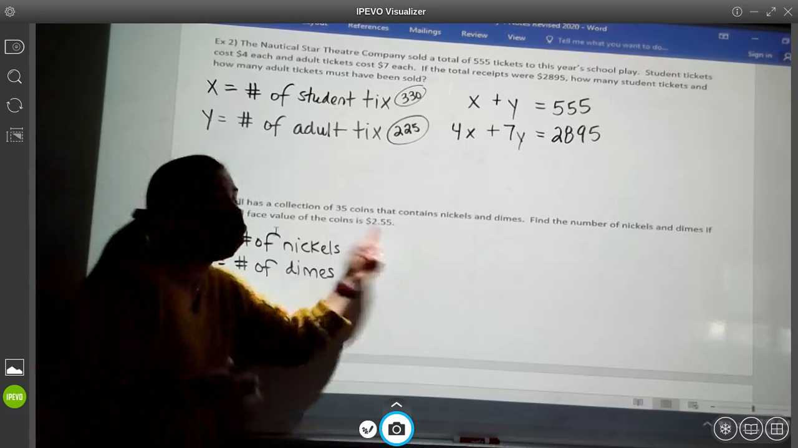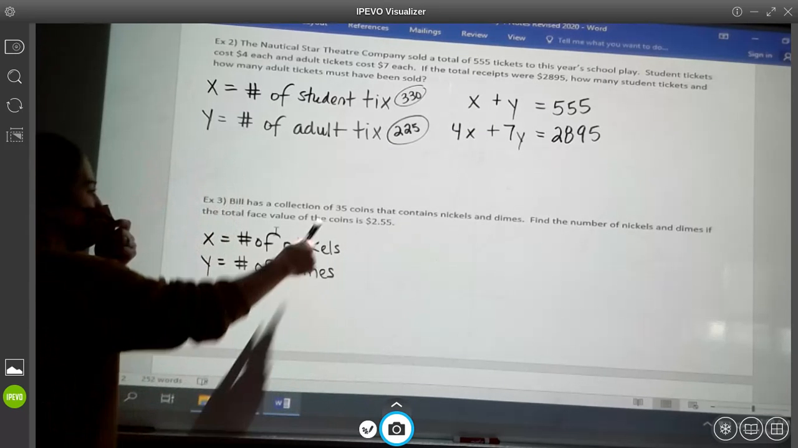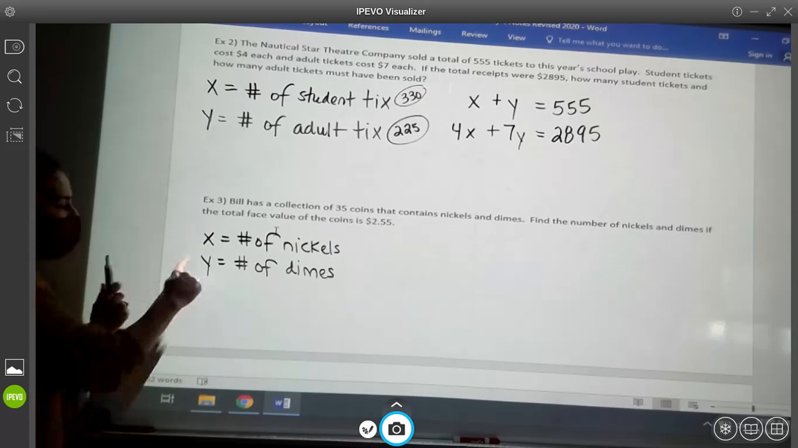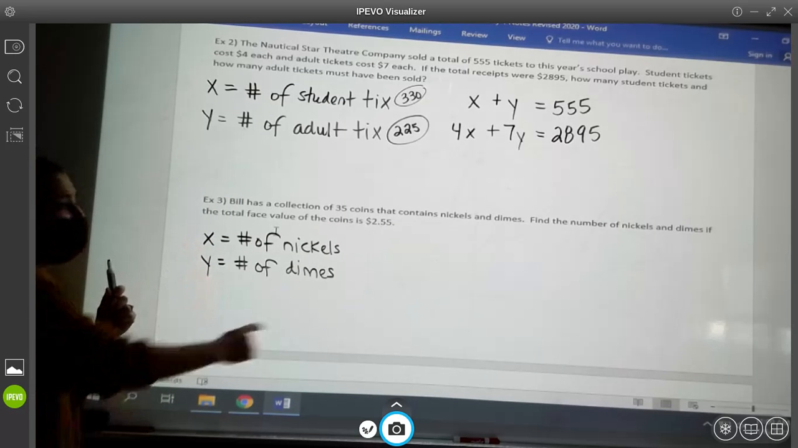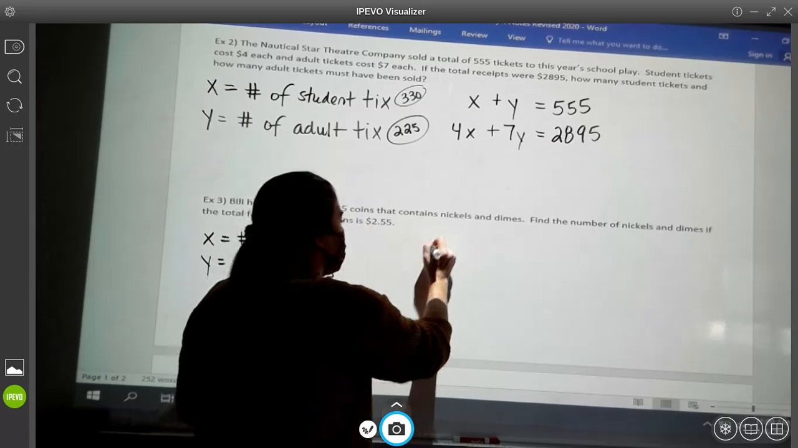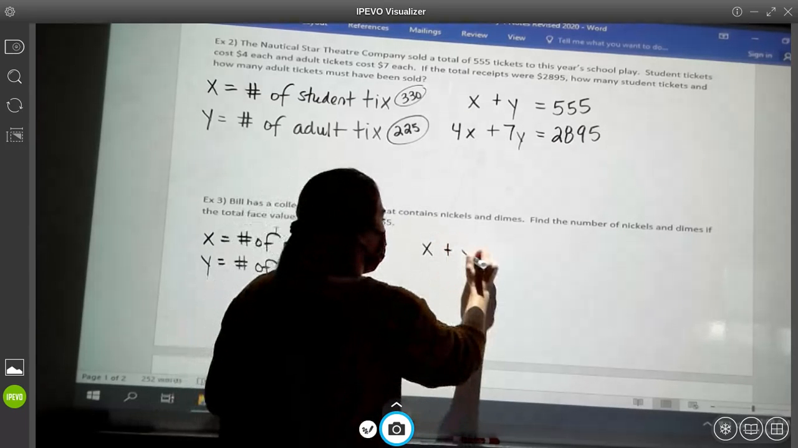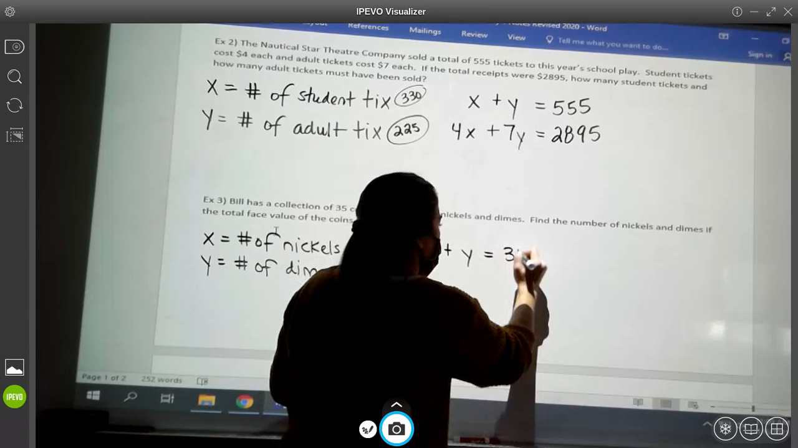All right, so let's do the total coins first. Guys, if this is the number of nickels you have, and this is the number of dimes you have, they have to add up to the 35 coins. So how do we represent that mathematically? We say X, the number of nickels, plus Y, the number of dimes, has to equal the 35 coins that we have, right? Okay, now we have to write the money equation.